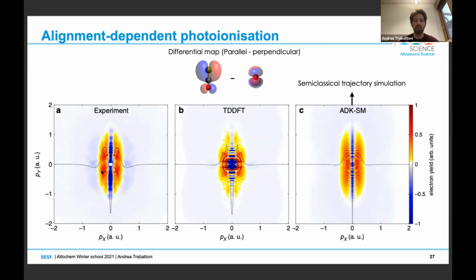We see that the larger contribution for parallel alignment, here in red, is in these two lobes with a larger lateral, transverse momentum, while along the laser polarization axis, that is the y-axis, we have a depletion. That means that we have a larger contribution from perpendicular alignment.